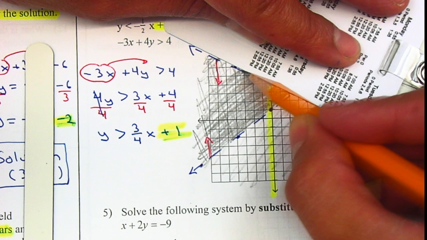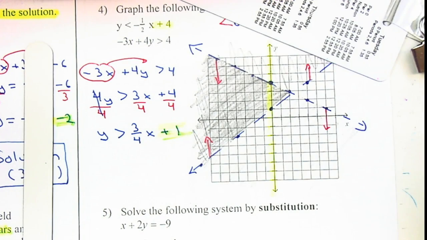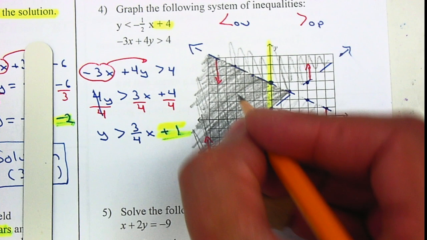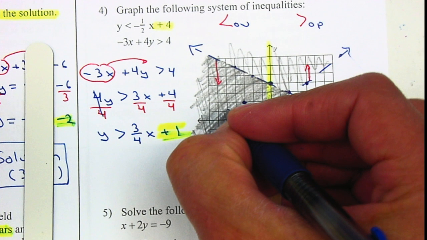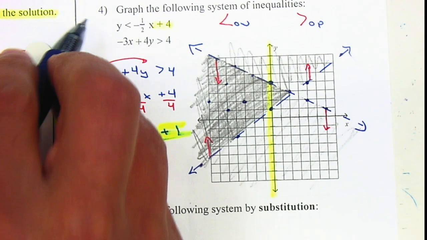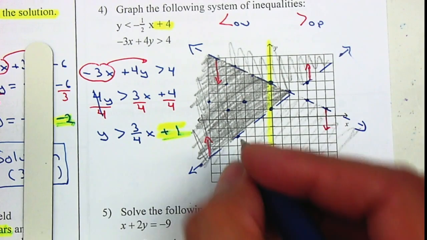So those are the solutions for the system. That means that this point is a solution for both inequalities, or this point, or this point, or this point. Any of those points are solutions for both inequalities. Now remember that the lines are dashed, so any of those points that are on the line are not part of the solution.